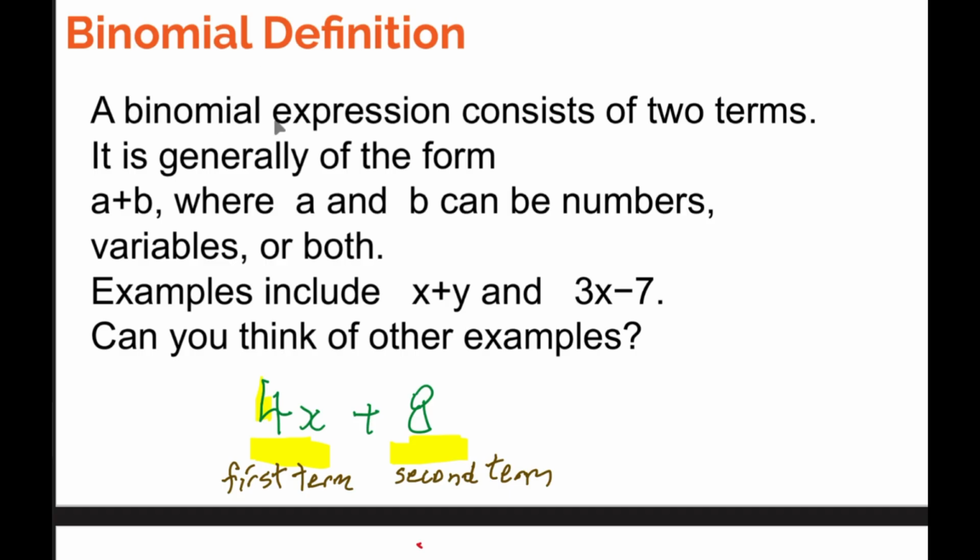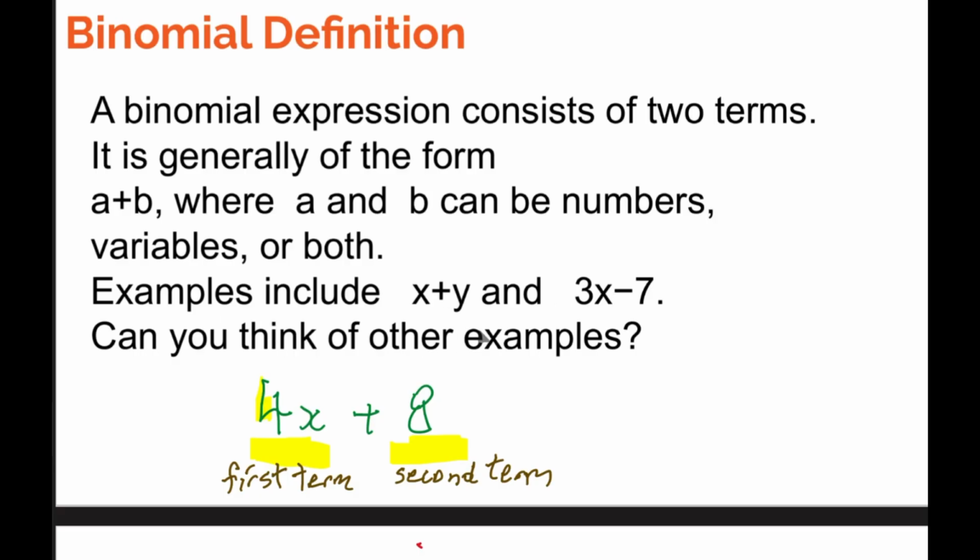Now we know a binomial is an expression that consists of two terms and it is generally of the form a plus b, where a and b can be numbers, variables, or both. Examples include things like x plus y and 3x minus 7. Notice there are two terms to either side of a plus or minus sign.